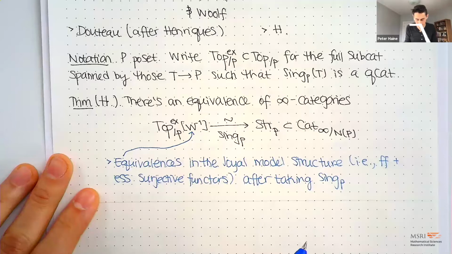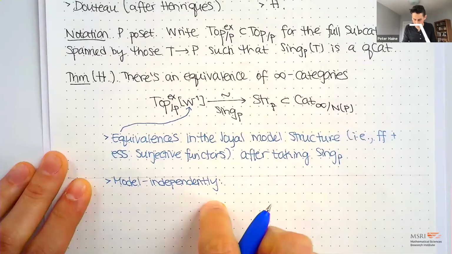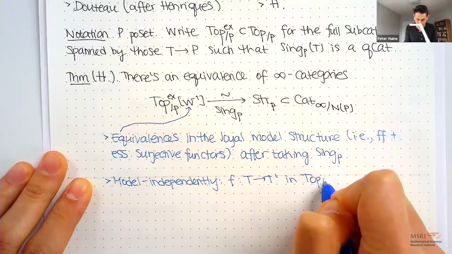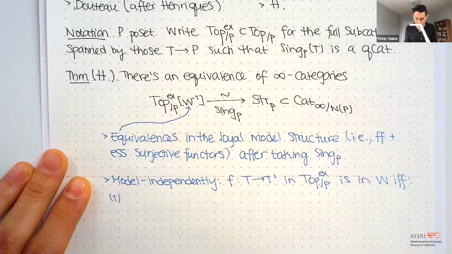Or really, it only uses stuff on this side and it doesn't use any of this sing P stuff. So F from T to T prime in this category is in this class W if and only if the following two conditions are satisfied. So the first one is it's an equivalence on strata. So for all p in P, the induced map on strata is a weak homotopy equivalence.